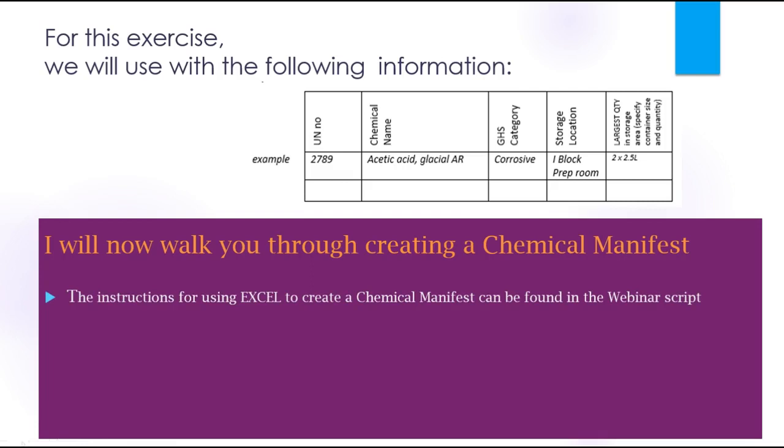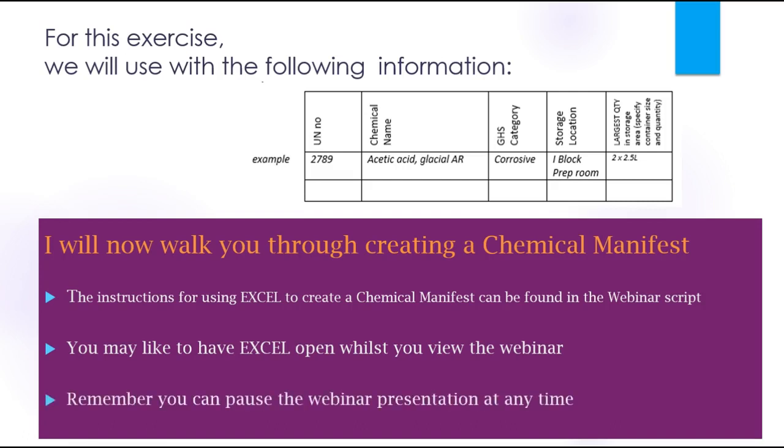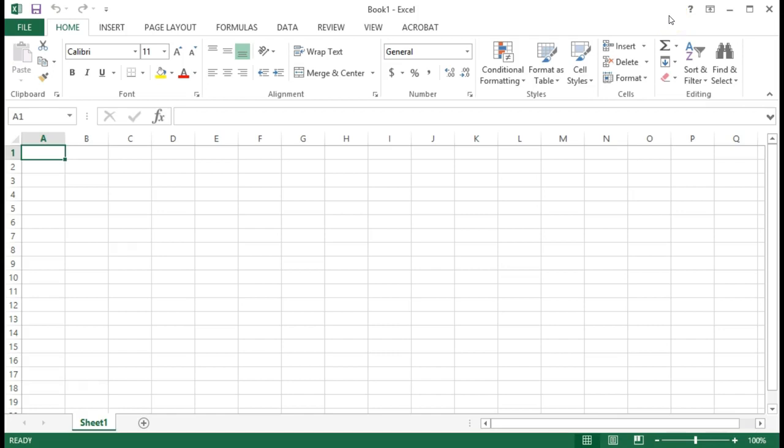So if you get lost, the instructions for using Excel to create a chemical manifest can be found in the webinar script, so you can refer to that anytime. You may like to have Excel open whilst you view this webinar. And remember, you can pause the webinar presentation at any time if you want to input information and can't quite keep up.